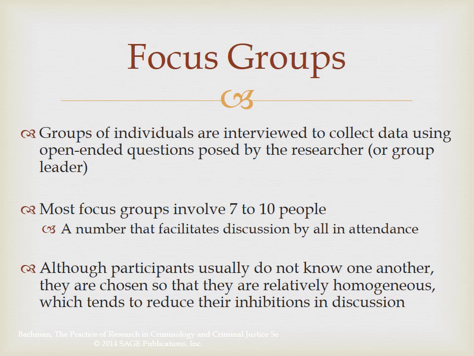So everybody there should be contributing in some way, and the topics at hand may shift based on who's in attendance. Although participants usually do not know one another, they are chosen so that they are relatively homogeneous, which tends to reduce their inhibitions in discussion. So we're usually not looking for the group of 7 to 10 people to all be best friends. But often one approach to running a focus group is finding a group of people who may have something in common already, so that they feel comfortable speaking to one another.